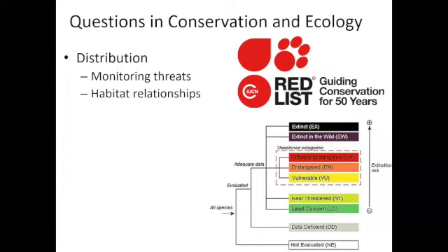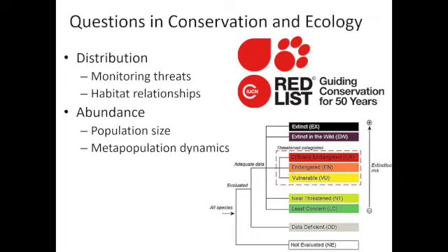So first of all, you have distribution data, right? Distribution is the habitat and range of habitats that a species uses. This is a way of monitoring threats and assessing habitat associations and relationships of a species in terms of identifying critical habitat or looking at their ecological requirements. So this is one of the components that the IUCN Red List uses when they're making their classifications of species threat levels.